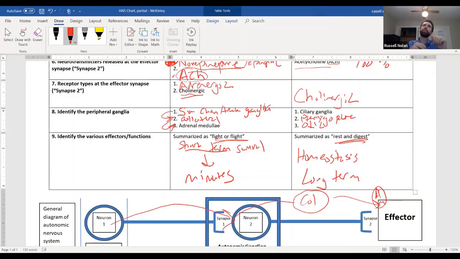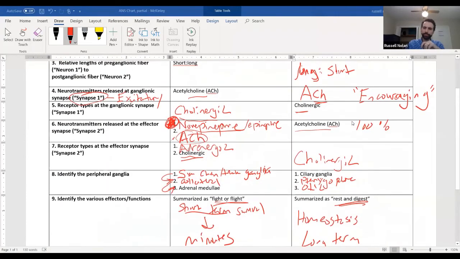Let's see, anything else in parasympathetic? It stimulates the bladder, so it causes the bladder to constrict, and constriction of the bladder increases urination. Constriction of the bladder is associated with urination. Did I cover everything? Are there any things that I left off on the word bank? Just let me know.